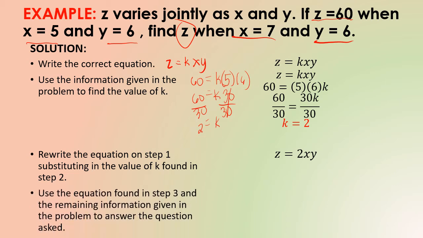Now, after that, use the information found in step number 3, remaining the information given in the problem to answer the question. So, doon na tayo sa binulugan natin. Ang hinahanap natin is z. So, nawawala si z. May value na tayo ng constant, which is 2. Ang x natin is 7, and y natin is equal to 6. So, 2 times 7, that is 14. Z is equal to 14 times 6.